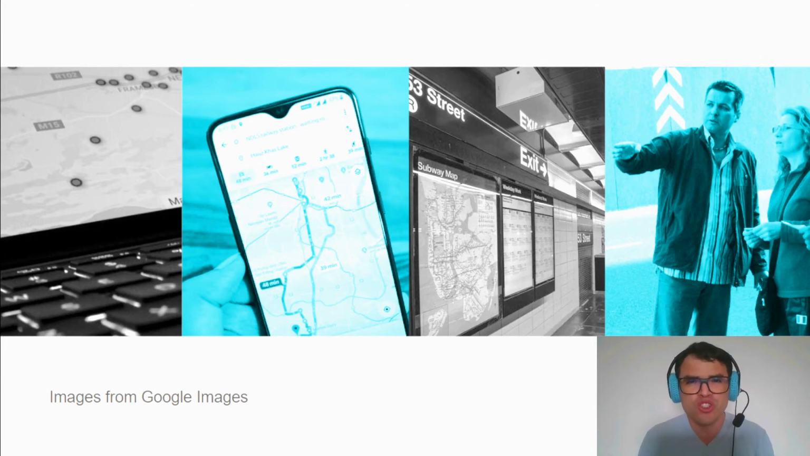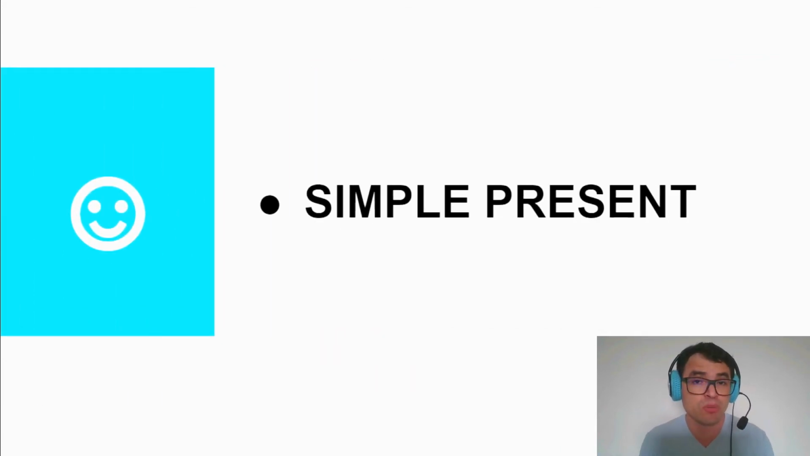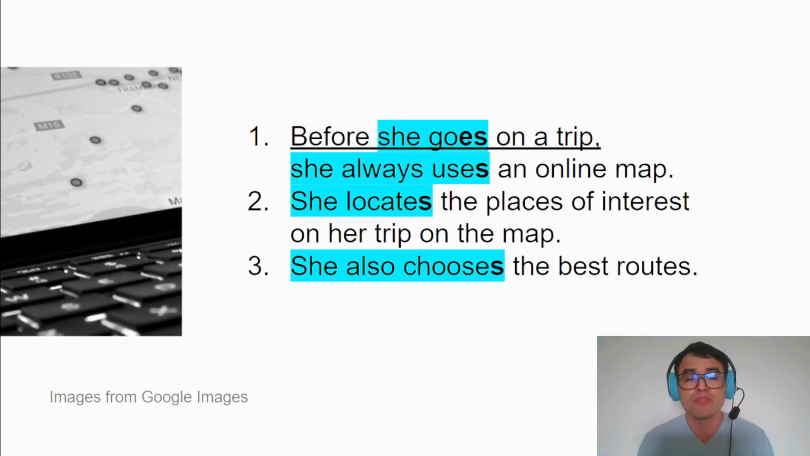So what do you need to put a story together? You need a simple present, maybe to talk about the things that she usually does when she travels. For example, number 1, based on that picture, what 3 sentences can you write? Well, we are doing it here to practice our speaking, but when you take the actual exam, you will have to write the sentences. So number 1, before she goes on a trip, she always uses an online map.